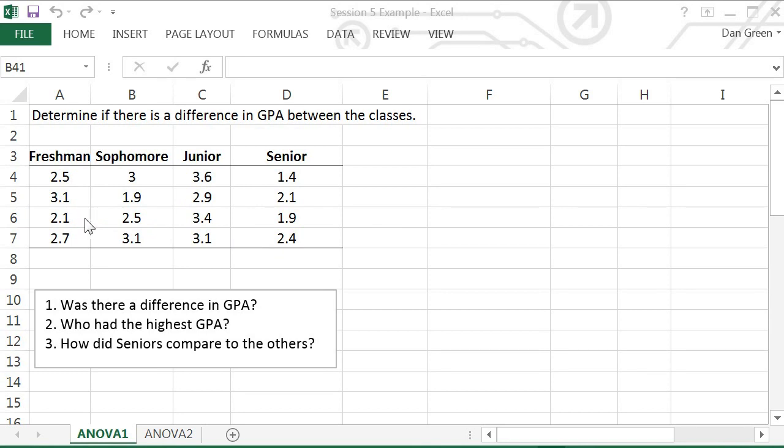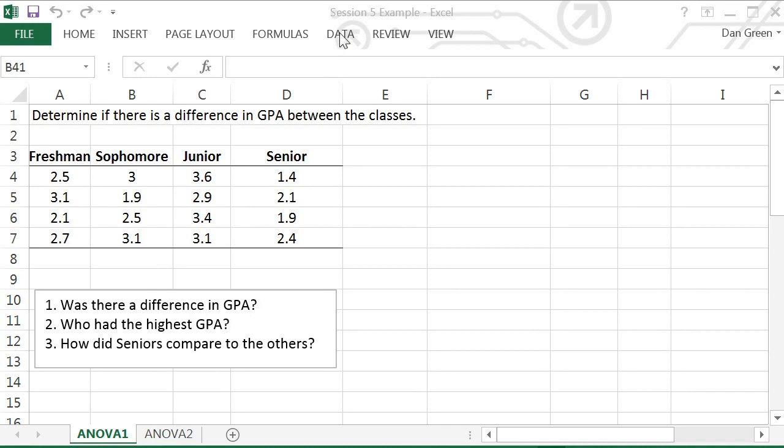Because the opposite of all the same is, well, 2 or more could be different. They don't all have to be different statistically, but 2 or more. So the question here is, was there a difference in GPA among the groups? To do this, we have to use the ANOVA test.